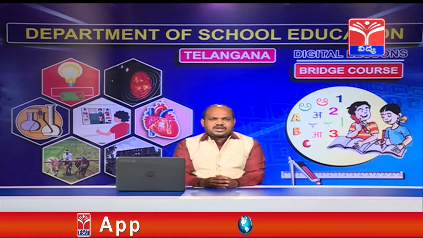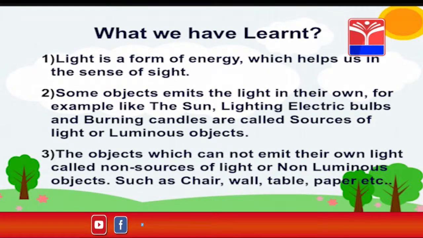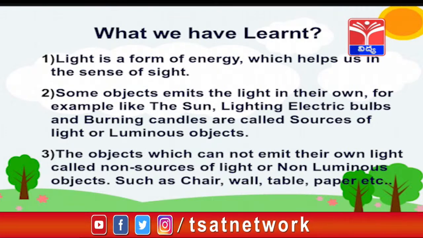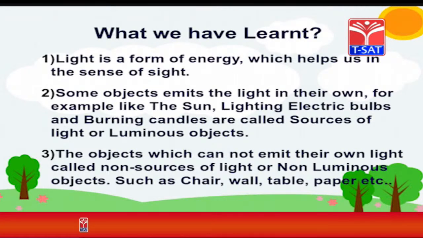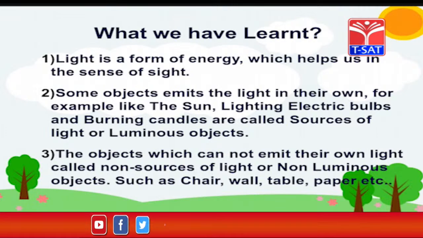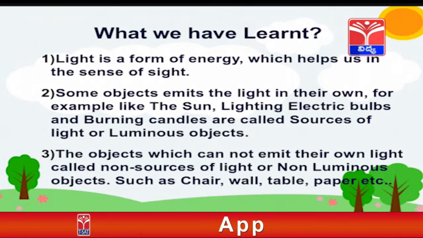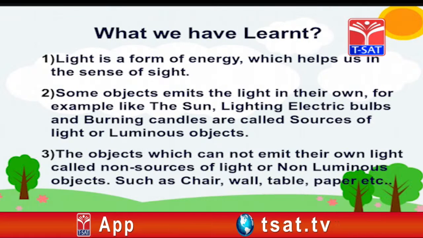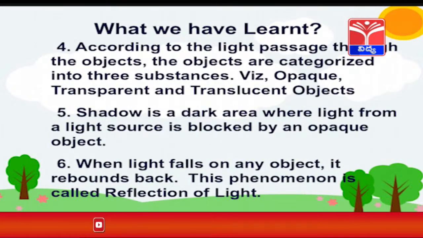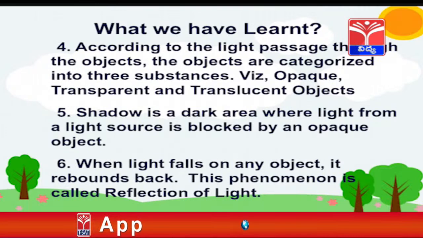Students, let us recall what you have learnt today. Light is a form of energy which helps us in the sense of sight. Some objects emit light on their own, for example the sun, lightning, electric bulbs and burning candles. They are called sources of light or luminous objects. The objects which cannot emit their own light are called non-sources of light or non-luminous objects, such as chair, wall, table, paper, etc. According to the light passage through the objects, they are categorized into three substances, viz. opaque, transparent, and translucent objects.